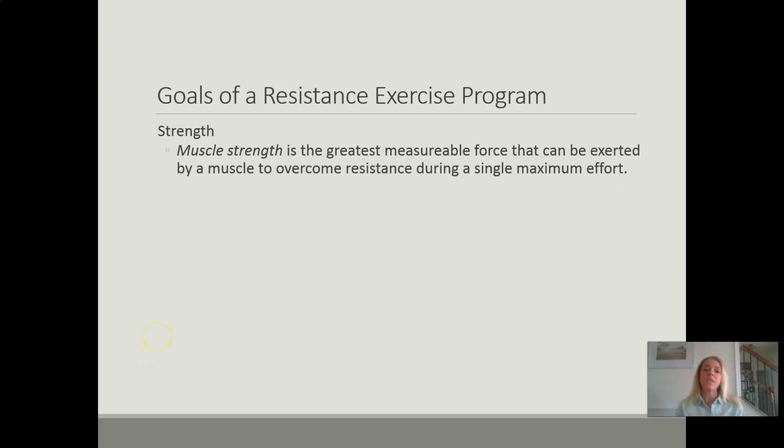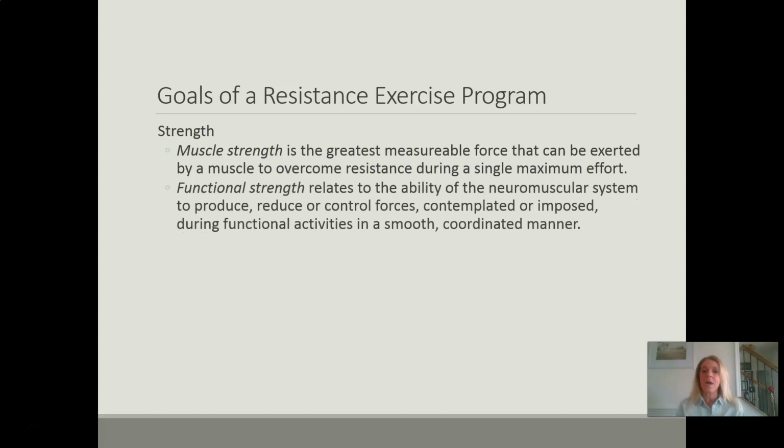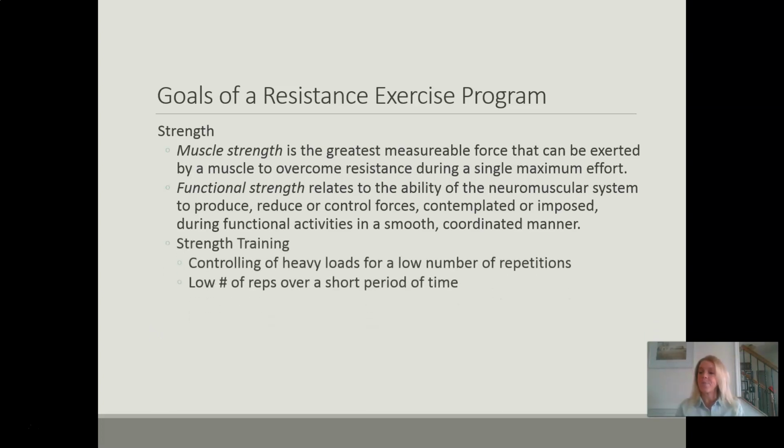So with strength training, we're looking at the greatest measurable force that can be exerted by a muscle to overcome resistance during a single maximum effort. We're going to talk about maximum effort here shortly. Functional strength is the ability of the neuromuscular system to produce, reduce, or control forces during functional activities in a smooth and coordinated manner. So not only can you do them, but can you do them smoothly, coordinated with some skill involved as well.